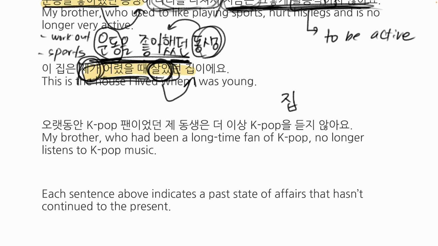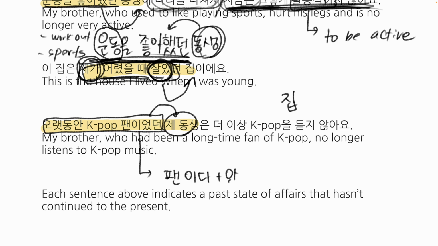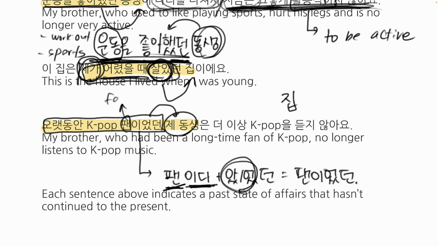And the next one. 오랫동안 K-pop 팬이었던 제 동생. So here K-pop 팬이었던 modifies 제 동생. And this 팬이었던 is a combination of 팬이다, 이다 verb, plus past conjugation, plus 던. And it became 팬이었던. So 이다 means something is a noun, so something was, used to be, a noun. So 팬 means a fan, like a fan of some music, some artist, that kind of fan.